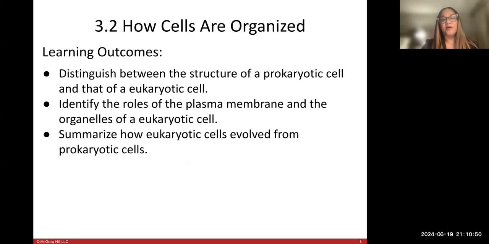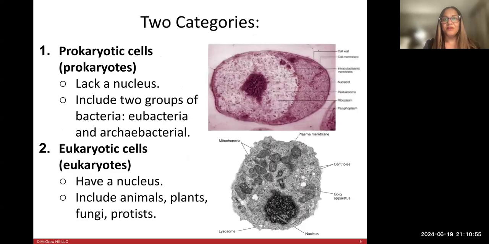So next section is about how cells are organized. There's a lot of stuff inside of a cell. There's two main categories of cells. There's prokaryotic cells. We call them prokaryotes for short sometimes. They do not have a nucleus.